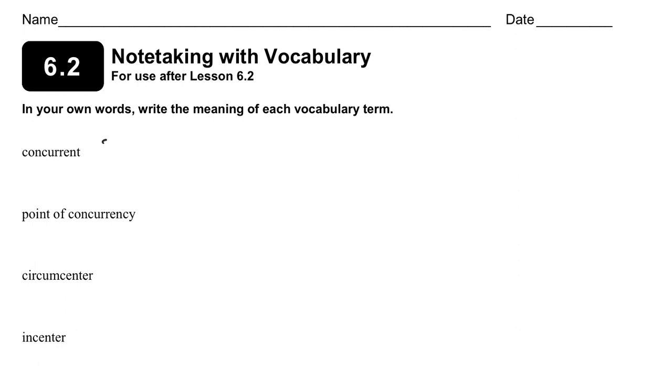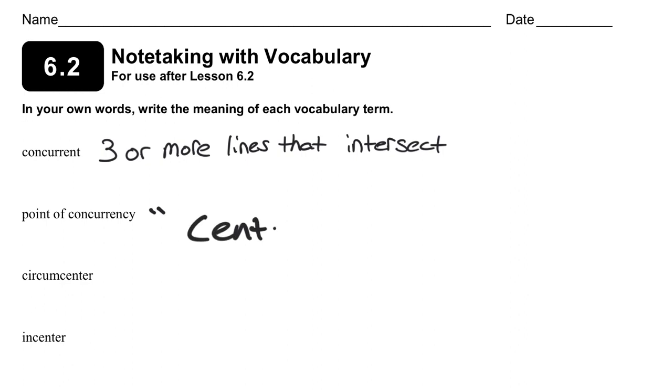Concurrent means that we have three or more lines that intersect. All right, so we have three or more lines intersect. So the point of concurrency is that point of intersection, okay? And sometimes we might refer to these individually as a type of center of a triangle. So we're going to learn about some different points of concurrency, some different so-called centers of a triangle.